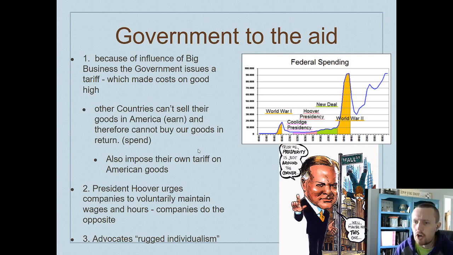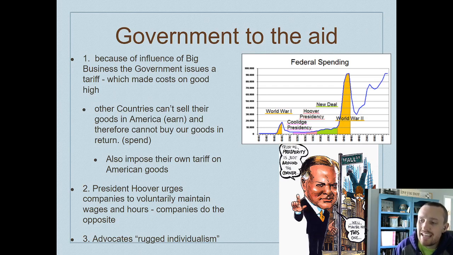We learned that Hoover and the federal government was so powerless to actually help to stop the economy from crashing, that we now have new laws, new policies that allow the government to get involved in a much more robust way, to become much more involved. So here's what I mean. Okay, the government will issue a tariff on foreign goods, which they think is going to help make the government more money. But what actually it does, this tariff, it actually just means that other countries can't sell their goods in America because they're more expensive.